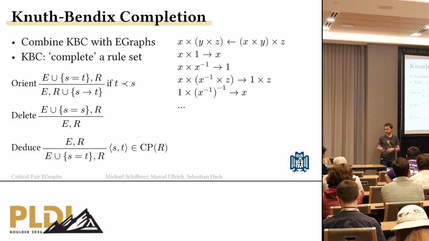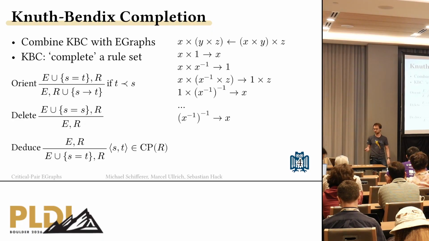And then it goes on, and we'll find that 1 times something is the same as something, and eventually we find the rule that the inverse of the inverse of x is the same as x. And now we could rewrite the example from the first slide.